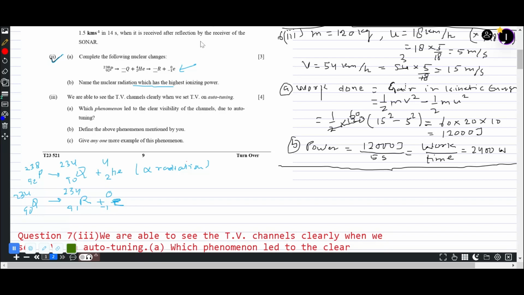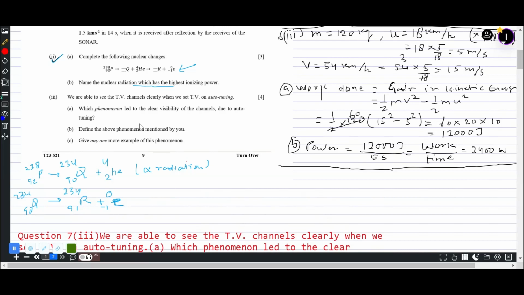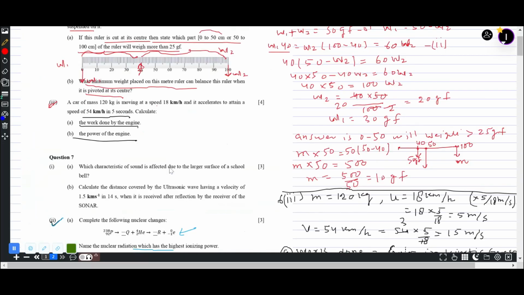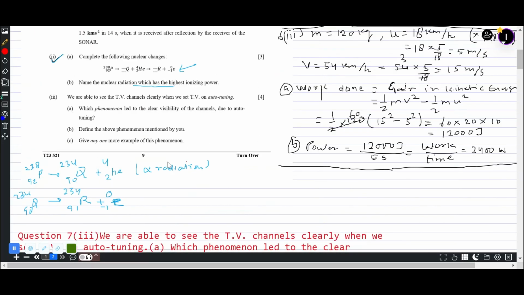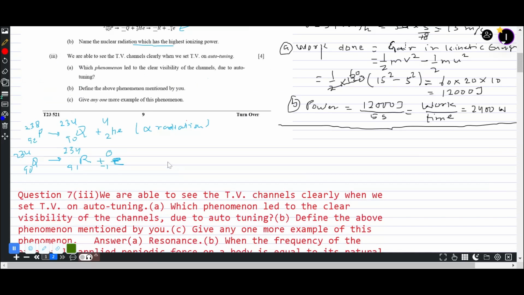Okay. So next question, question number 7 part 3. We are able to see the TV channels clearly when we set the TV on auto tuning. Why? Here what I have done is, these were all theory questions. I have just pasted them below for your clarity. Now I have the image file of this whole thing which we are doing. If you want to review the image file, you may please ask for that in the comment. If you are not able to capture it from the screen, I'll send it to you separately.